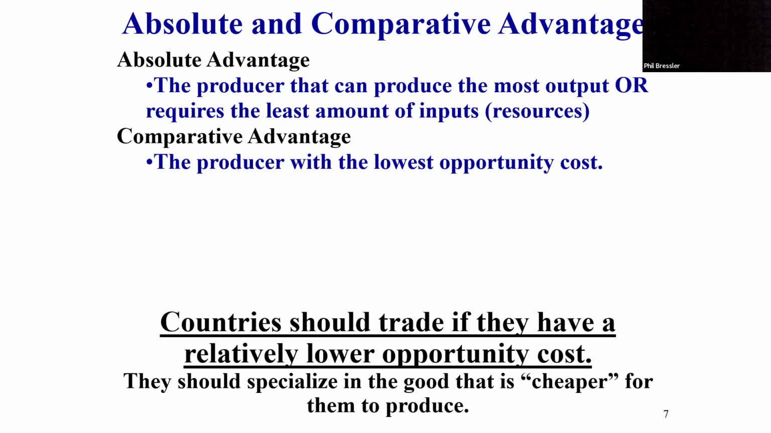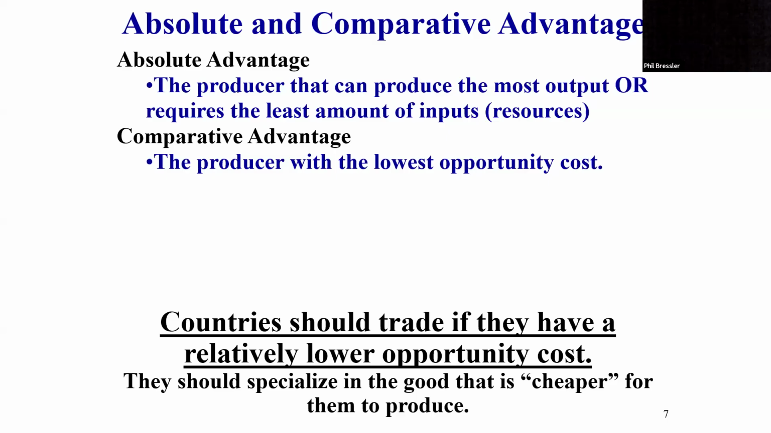Okay, so countries should trade if they have relatively low opportunity costs. They're going to specialize in the good that is cheaper for them to produce. So again, if I have low opportunity cost in computers, I'm going to trade computers because they're cheaper for me to make. And I'm going to specialize. So I'm going to make enough computers for my country and then for me to trade. Okay, and I'll show you how you get the comparative advantage in a second. Comparative advantage drives trade. All right, you're going to specialize in the product that you have the comparative advantage.